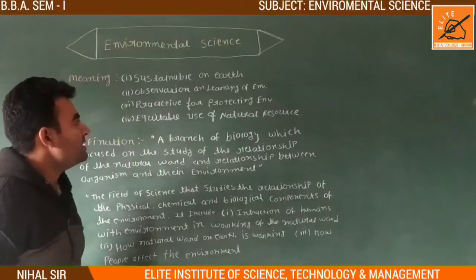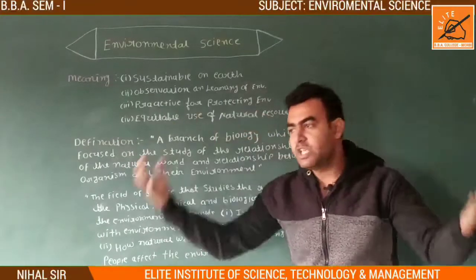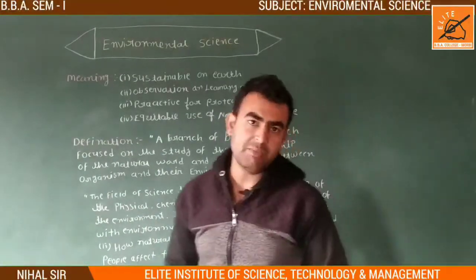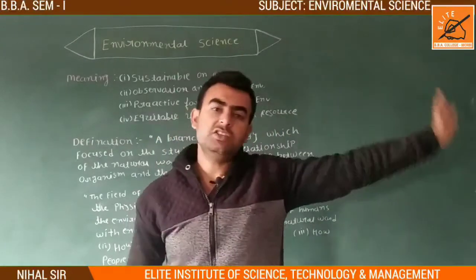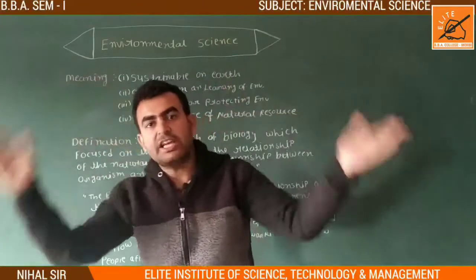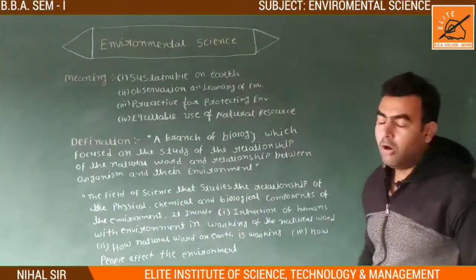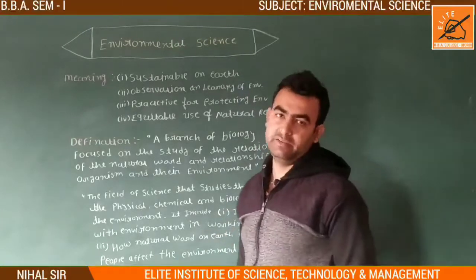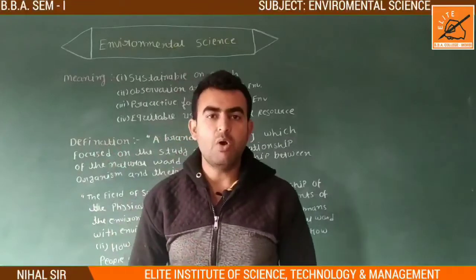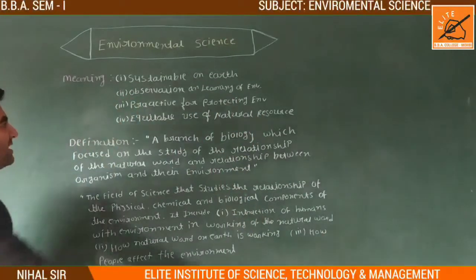Second is observation and learning of the environment. Our environmental science observes the environment: what the current position is, what the situation was in the past and what will happen in the future. This kind of observation is done by environmental science, and the learning about the environment also comes under environmental science.